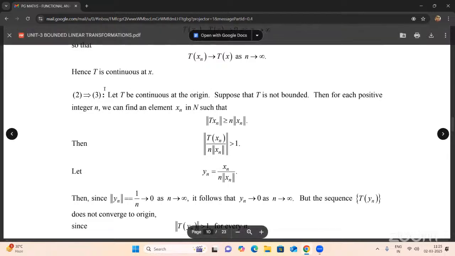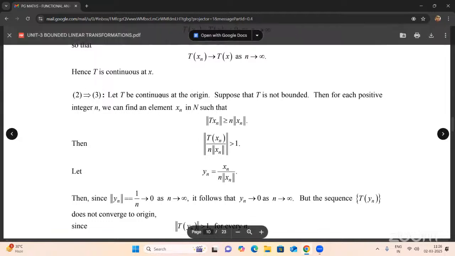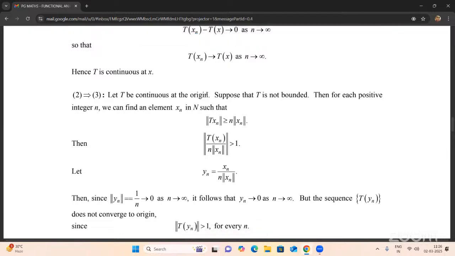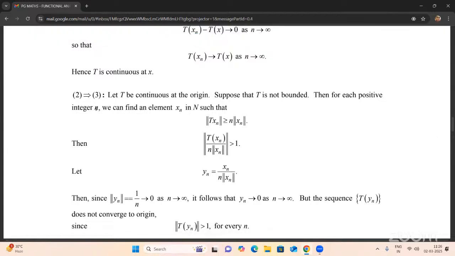And in the same manner, 2 if and only if 3. So first of all, 2 implies 3. We are taking T continuous at origin. Suppose the third condition: we will prove that T is bounded, but suppose T is not bounded here. That is our assumption. So any positive integer n is there. Here xn, being any one of the elements, also belongs to capital N.